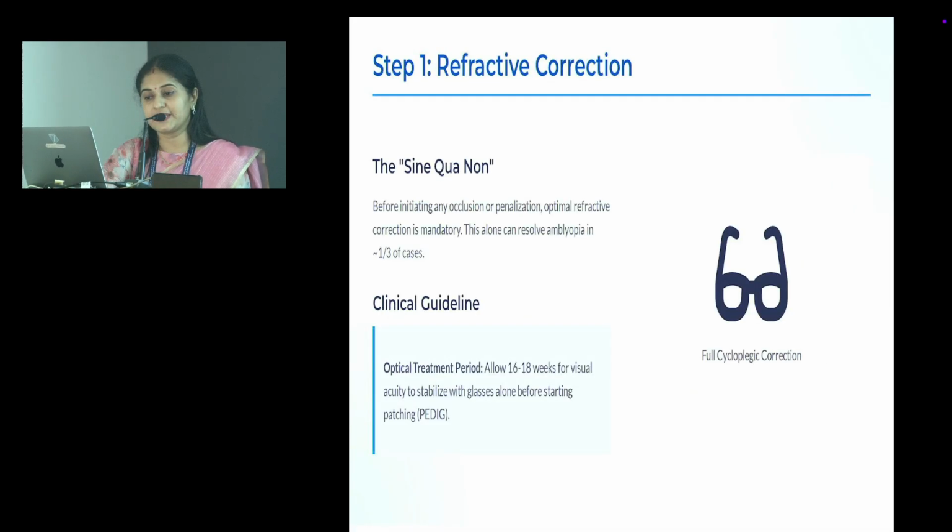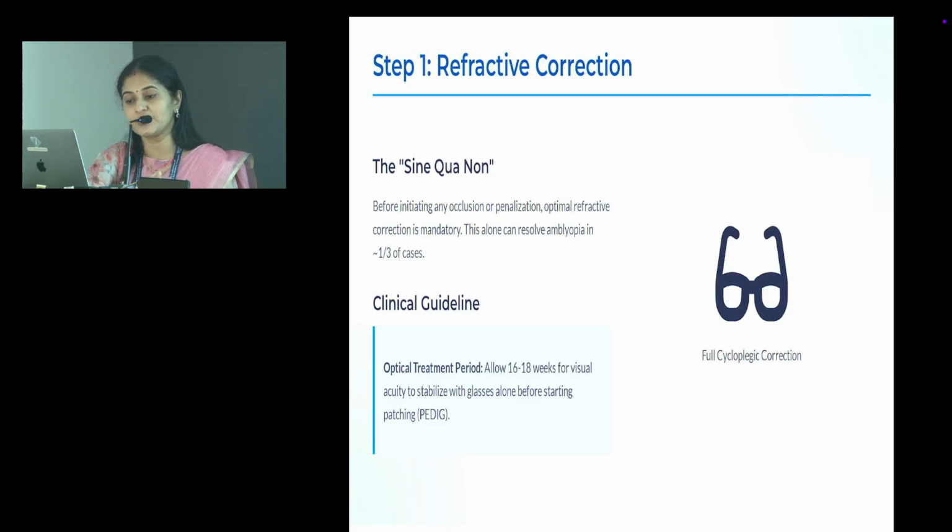Step one is refractive correction. First you find out the refractive error of the child and give the full spectacle correction, and allow 16 to 18 weeks for visual acuity to stabilize with glasses alone before starting your patching, because most of the amblyopia, according to the PEDIG study, gets corrected with your spectacle correction.